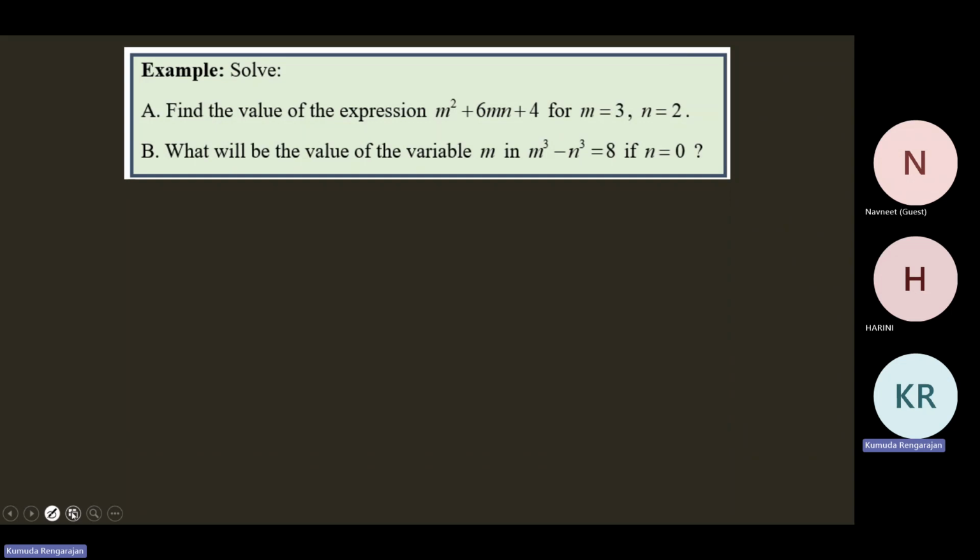I've shared my screen. Is it visible to both of you? Yes, ma'am. All right.